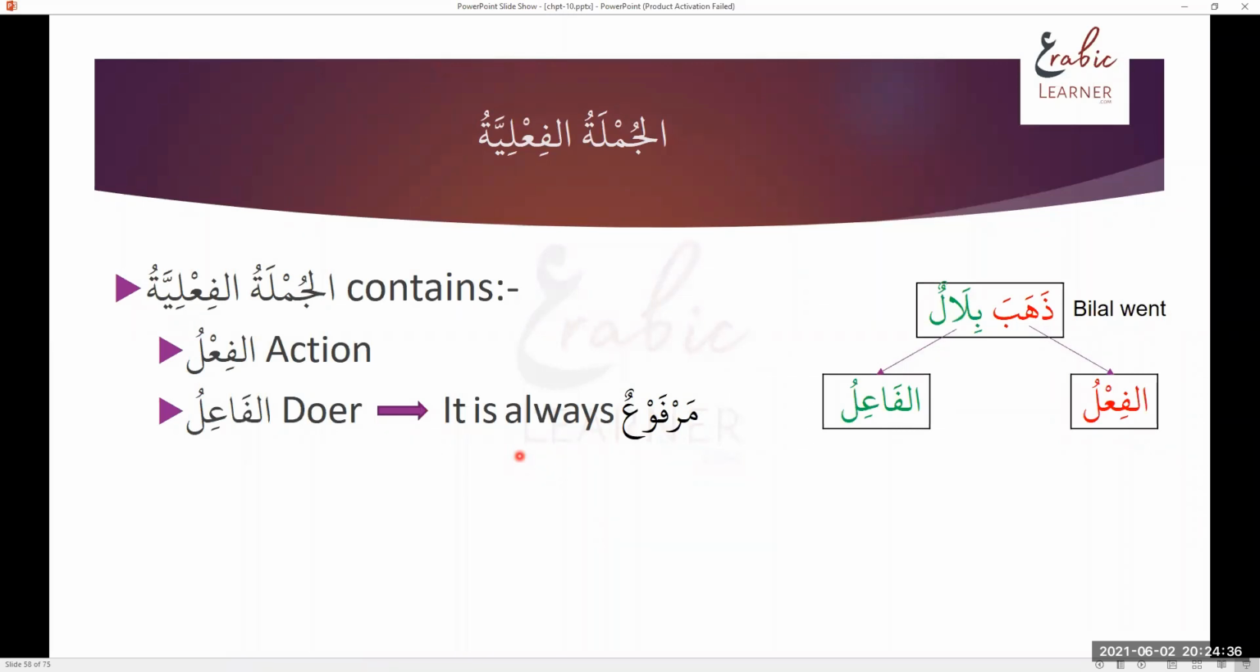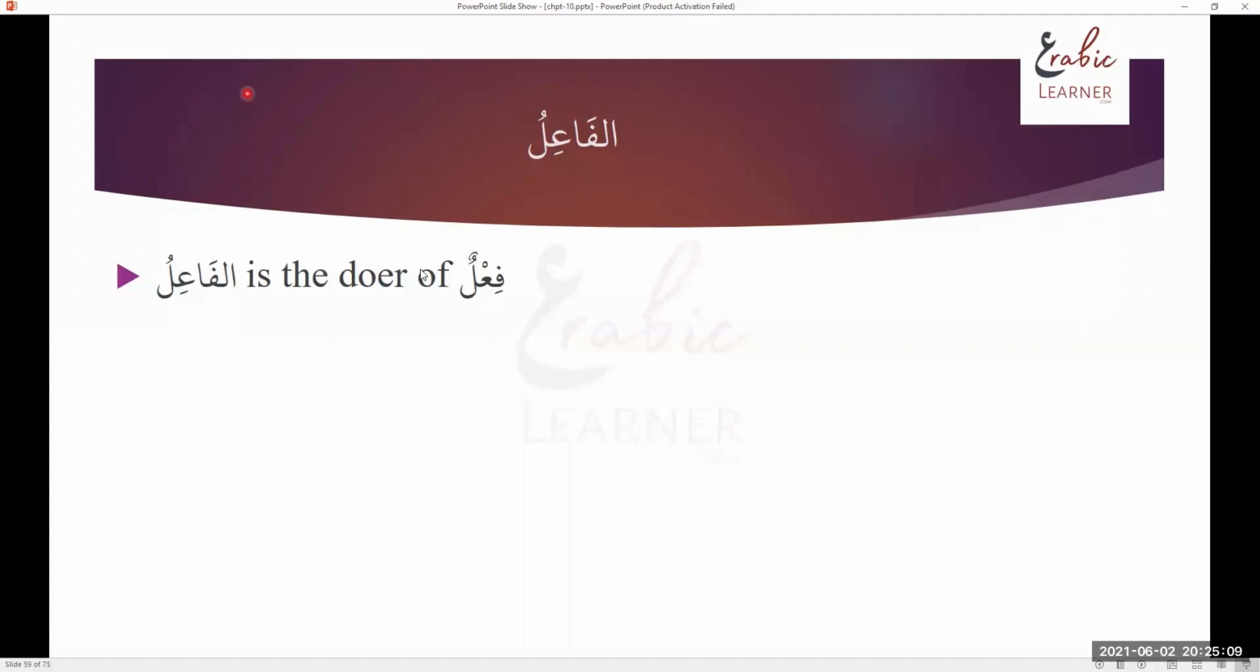Now, fa'il is always marfu. It is always in the highest status in the sentence. Remember that. That's why you see Bilalun. And how do you know it is marfu? Because its ending sound is un, u. So if the ending sound is un or u, that is in the status of rafa. Understood? That is ending with dhamma, two dhamma or single dhamma. So that is in the status of rafa. So let's talk about fa'il. As I mentioned, fa'il is the doer of the fi'l.